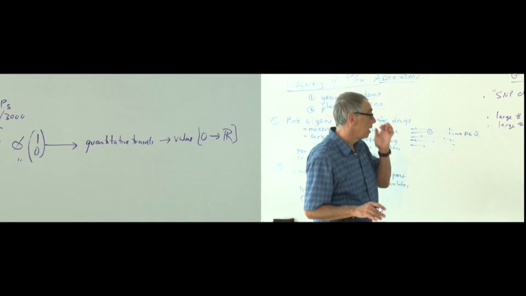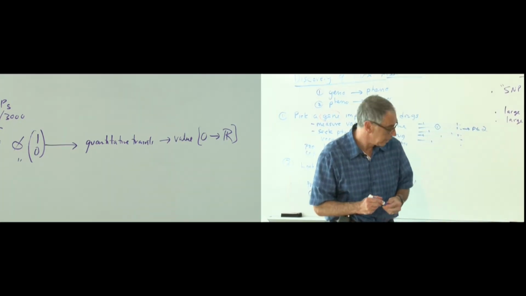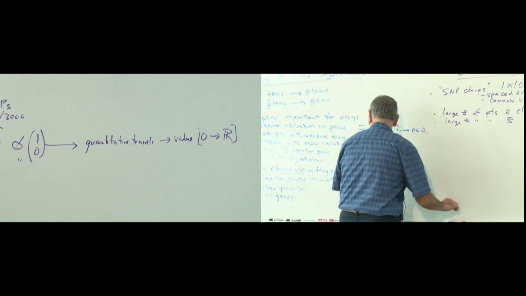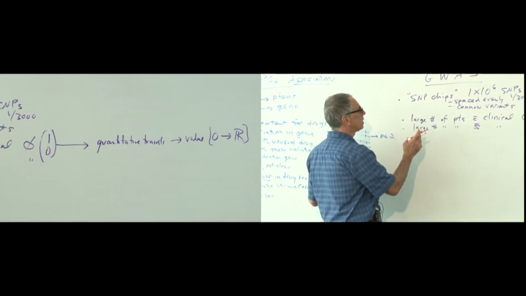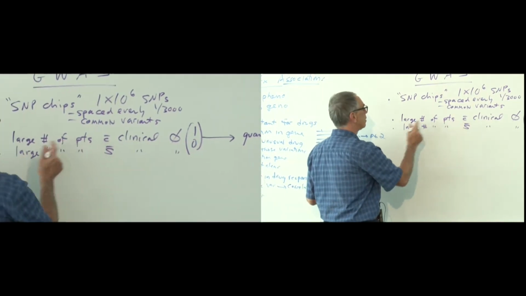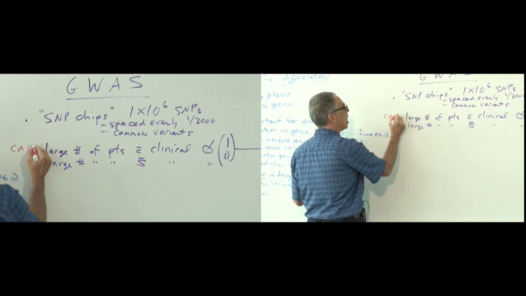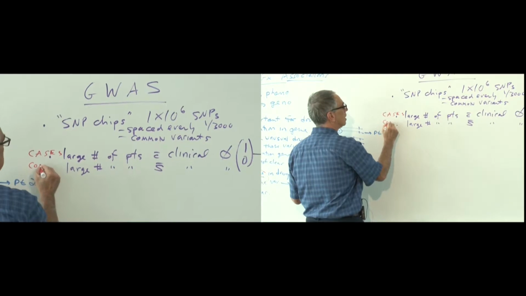So now, a GWAS is really a beautifully simple idea. And here's how it works. You are going to measure 1 million SNPs on all the patients. We're going to call these cases. And we're going to call these guys controls.